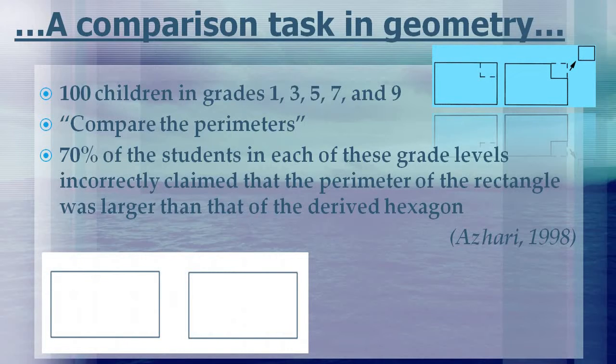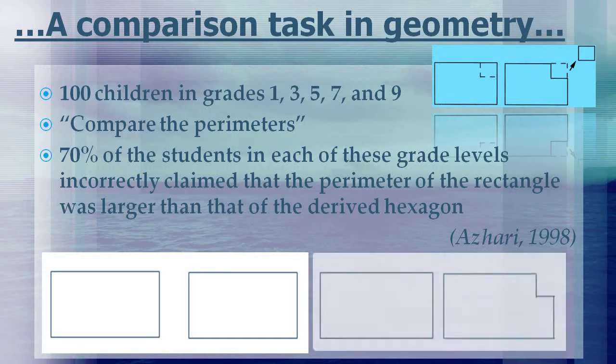Initially, 2 identical rectangles were presented. Then, a small square was removed from the corner of one rectangle, so it was formed as a hexagon with smaller area than the other rectangle's area, but their perimeters remained equal. At least 70% of the students in each grade level incorrectly claimed that the rectangle's perimeter was larger than the hexagon's perimeter because the rectangle has more area or a corner was not taken away from it, and other similar arguments.